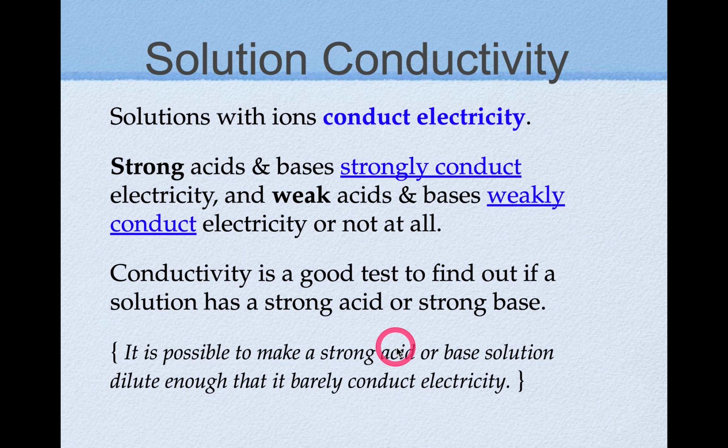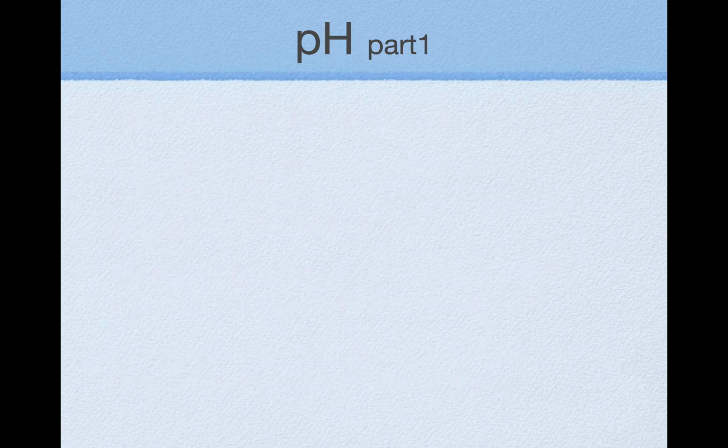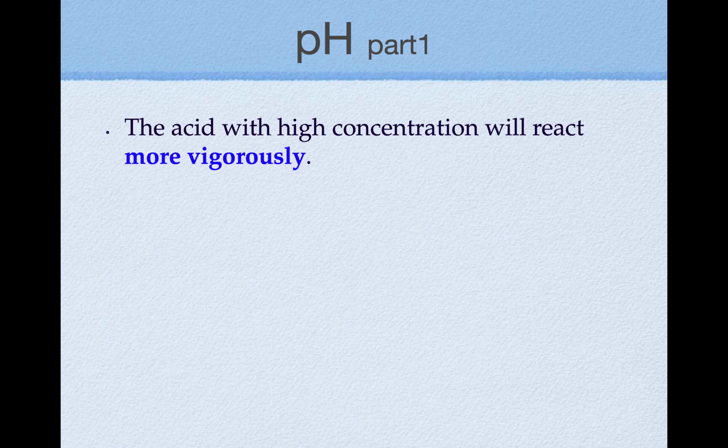However, it is possible to have strongly conductive solutions that are not acidic, like a saltwater solution. It's also possible to dilute a strong acid or base enough so that most of the molecules are water and there are only a few ions of the acid available. So it's a good test, but not a definitive test of strong acids versus weak acids.